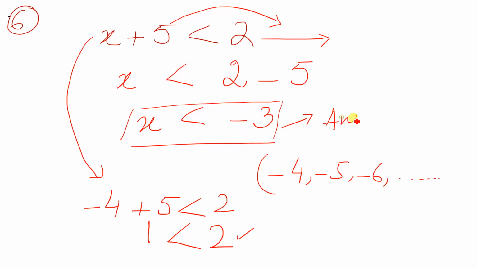This is our answer. But if you want to check the inequality, you can put negative 4, negative 5, negative 6, negative 7, whatever you want. Always you will find that the left hand side will be less than the right hand side.